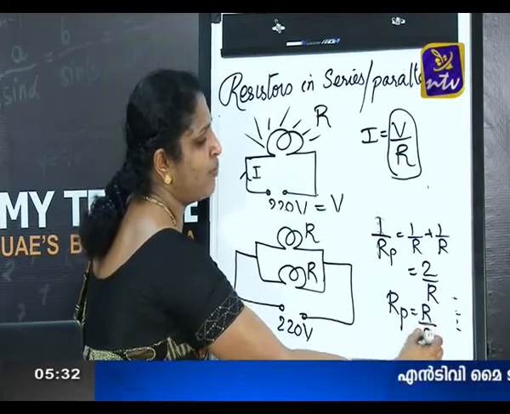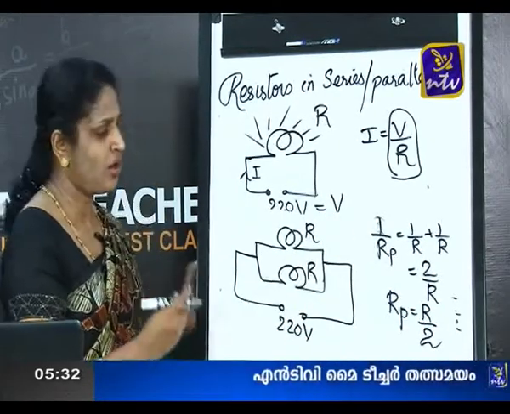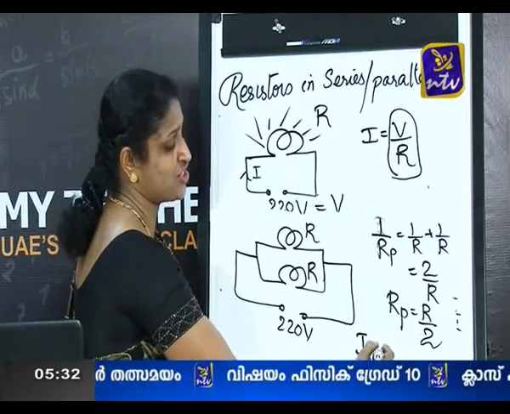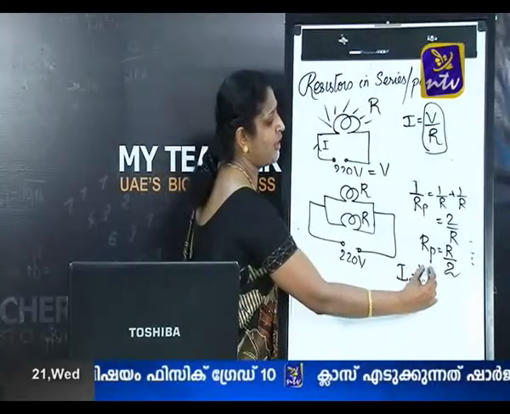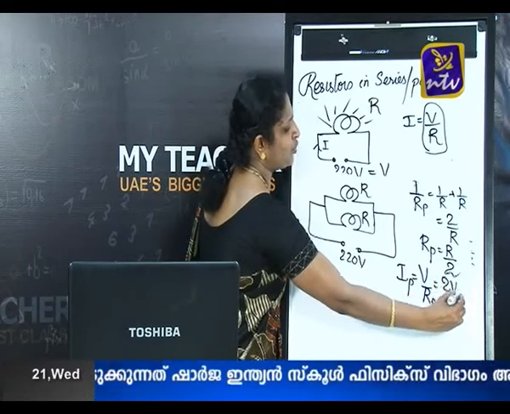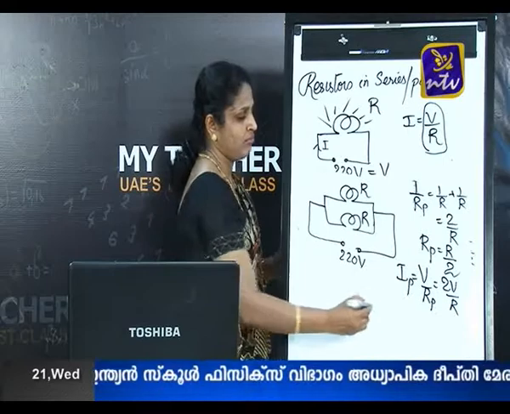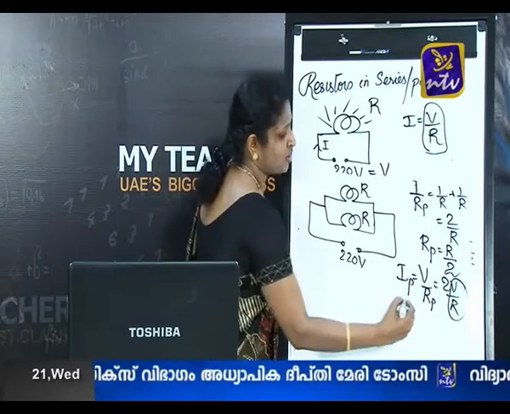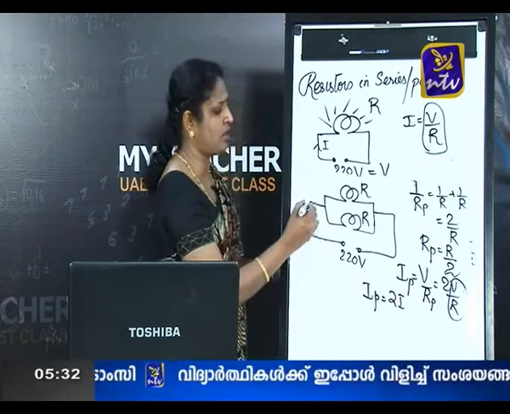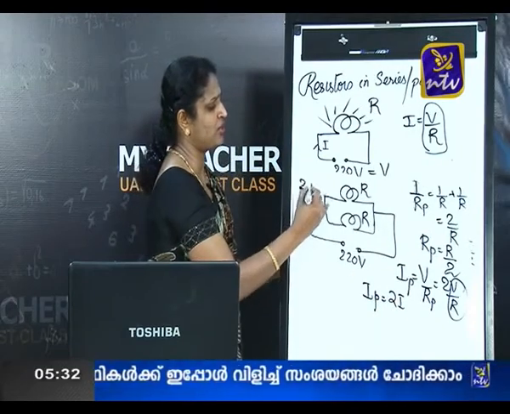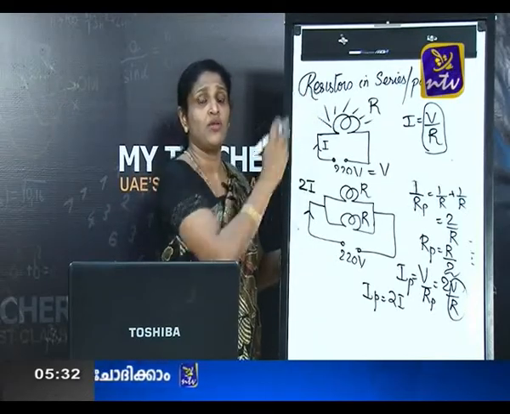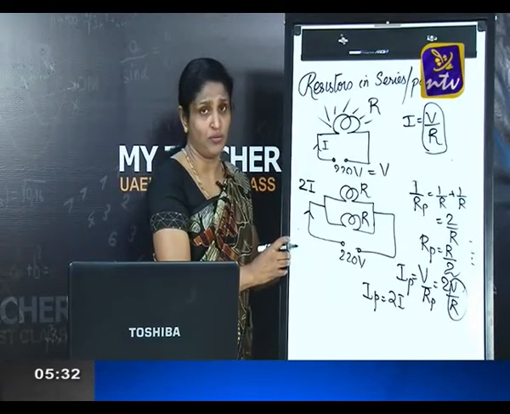R divided by 2. Now, let us substitute this value in the current expression Ip equal to V divided by Rp. When you substitute, you get 2V divided by R. That means the current in the circuit doubles. That is showing very clearly that the total current in the circuit is now double the current which was flowing with only one bulb before.